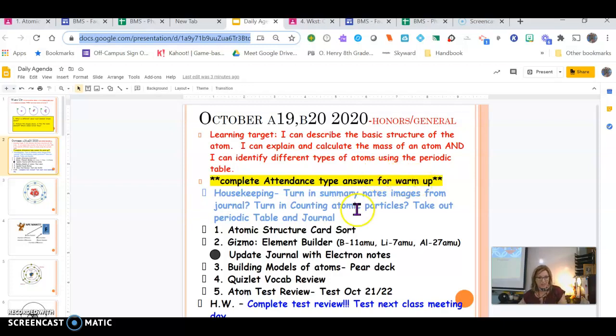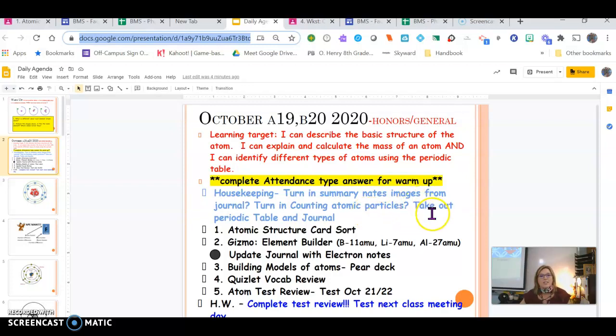A few housekeeping things. Make sure that you have turned in your summary notes. Those are images and pictures that you should have taken for the reading of the summaries that were in your journal and uploaded those. I'm about to put those into Skyward. Also, there was a worksheet called Counting Atomic Particles that we did last week. That was in something called Teacher Made, and so you did that as well. If you were actually in person, you had a paper worksheet for that.